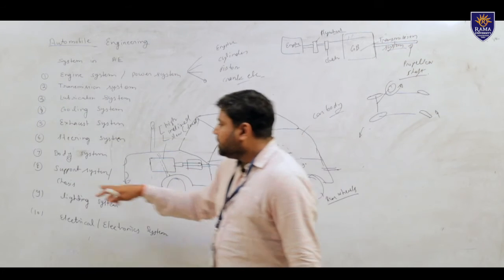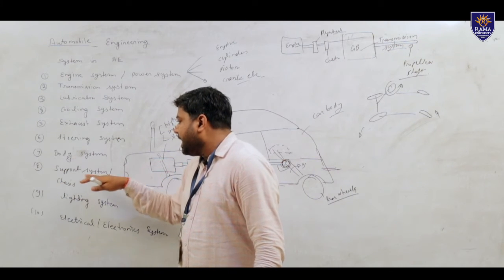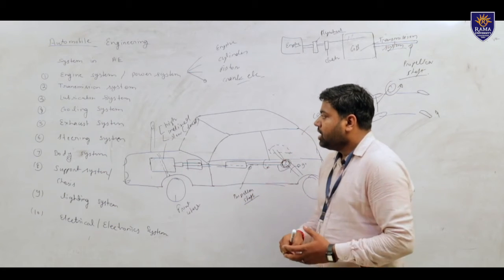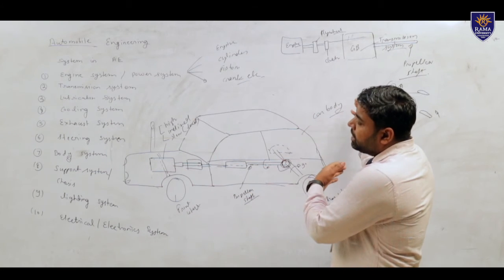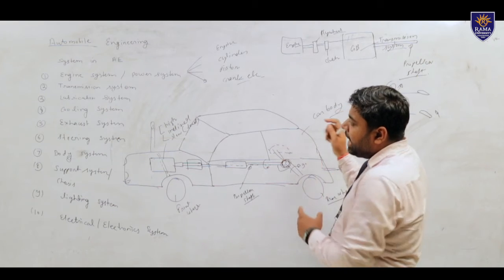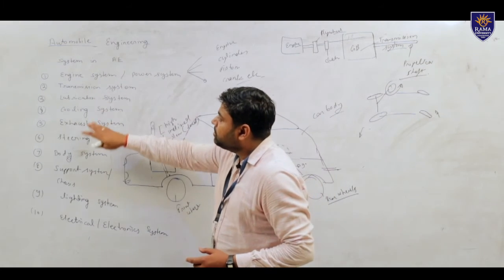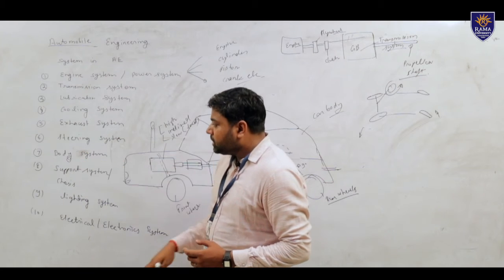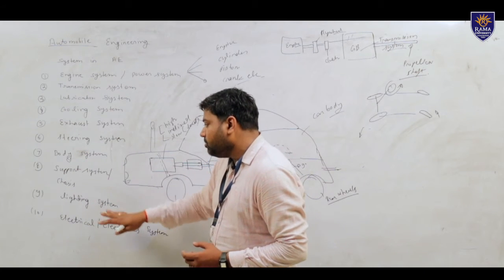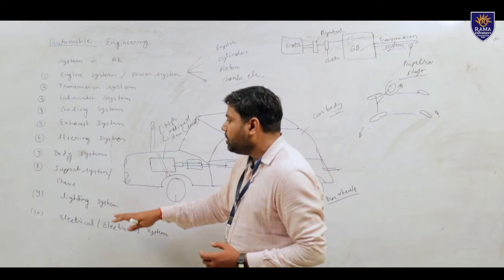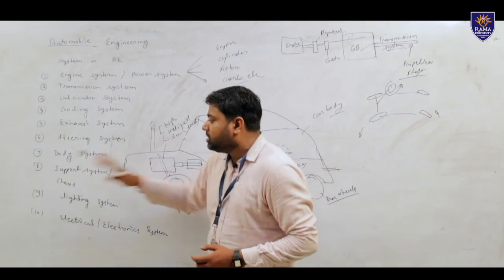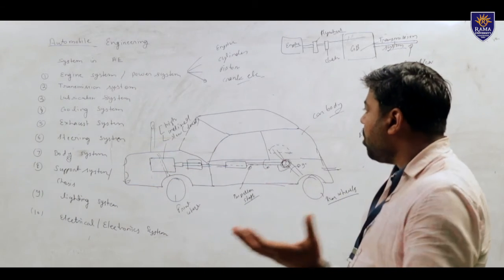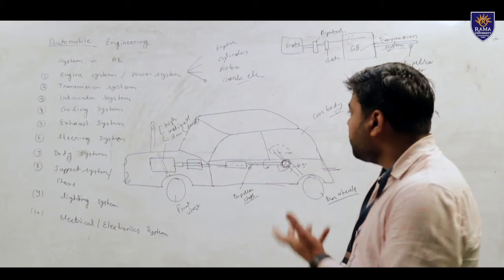Okay, next is the support system and chassis system. Support system is nothing but the chassis. So remove the body parts, and provide the engine system, transmission system, lubrication system, cooling system, exhaust system, steering system, but not the body system. The lighting system and the electronic system are also available. So all the systems are on the chassis, and the chassis supports all the load of the body, all the load of the vehicle.